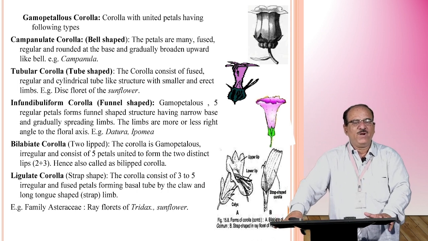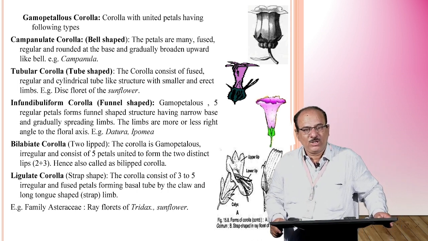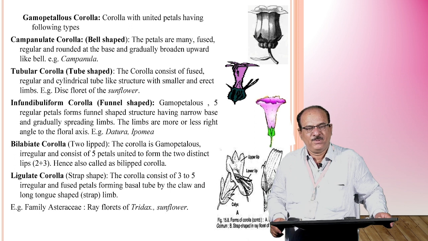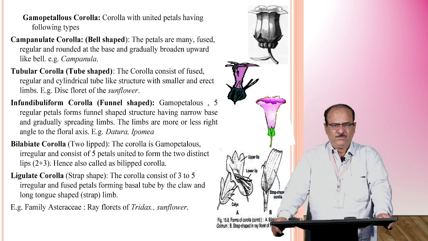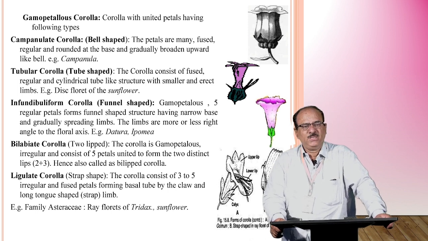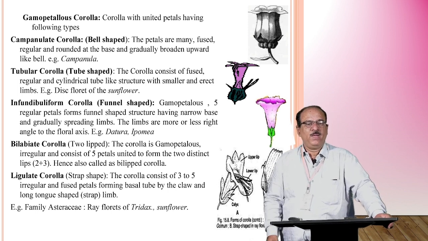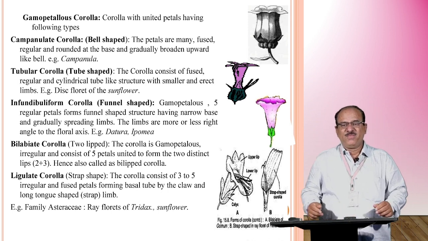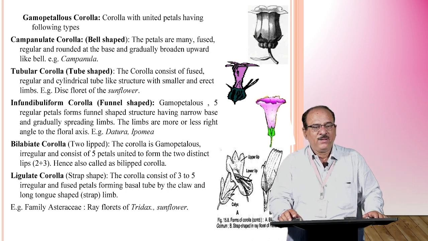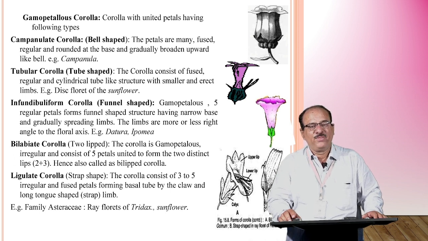Third one is the infundibuliform or funnel-shaped corolla, especially in plants like Datura or Ipomoea, where the corolla is gamopetalous. Petals form a funnel-shaped structure where the base is narrow and gradually the limbs spread towards the tip.